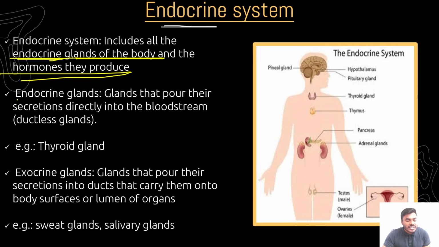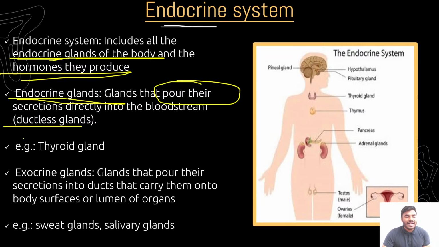Now we know that friends, endocrine glands are those type of glands which pour their secretions directly into the bloodstream. Do not get confused with this particular point. That's why we call them ductless glands. What do you mean by that, friends? Endocrine glands can't store their hormones. Endocrine glands do not have any bag-like structure or pouch-like structure. That is the reason whatever hormones they release, they will directly secrete into the blood circulation only.